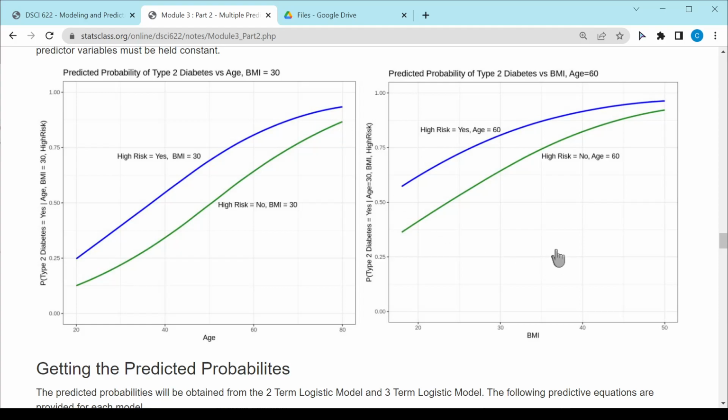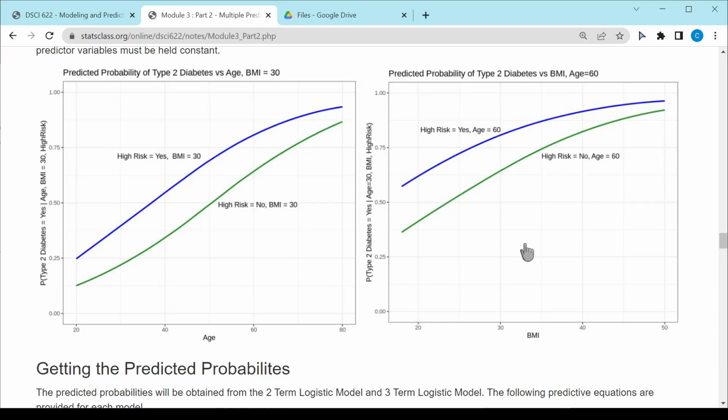The graph on the right is looking at the effect of BMI. Again, I have to set the age. If I want a two-dimensional view of this, I need to set the age at some number, hold it constant at some value, and here it looks like I set it at 60. So BMI definitely has an impact on whether or not somebody is going to end up with diabetes, and also age certainly has an impact. If these curves were fairly flat, then that would mean that that predictor variable does not have an impact.